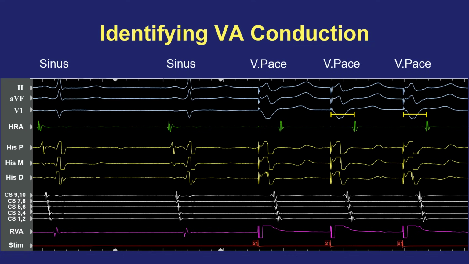How do we determine that? We can see that there is a fixed interval between the ventricular pacing and each atrial beat. That's one way to think about it. Another way to think about it is that the AA interval is the same as the paced VV interval. So we've accelerated the atrial rate to the ventricular pacing rate.